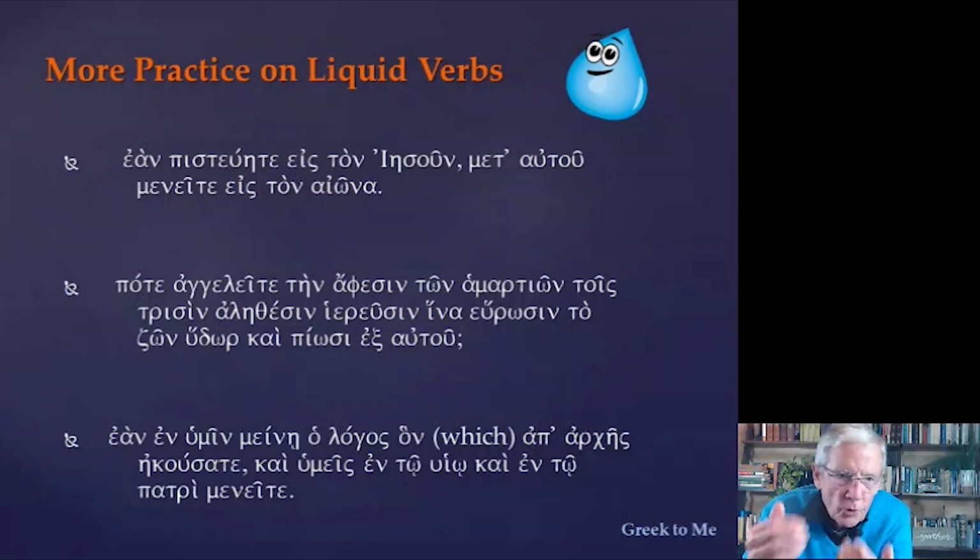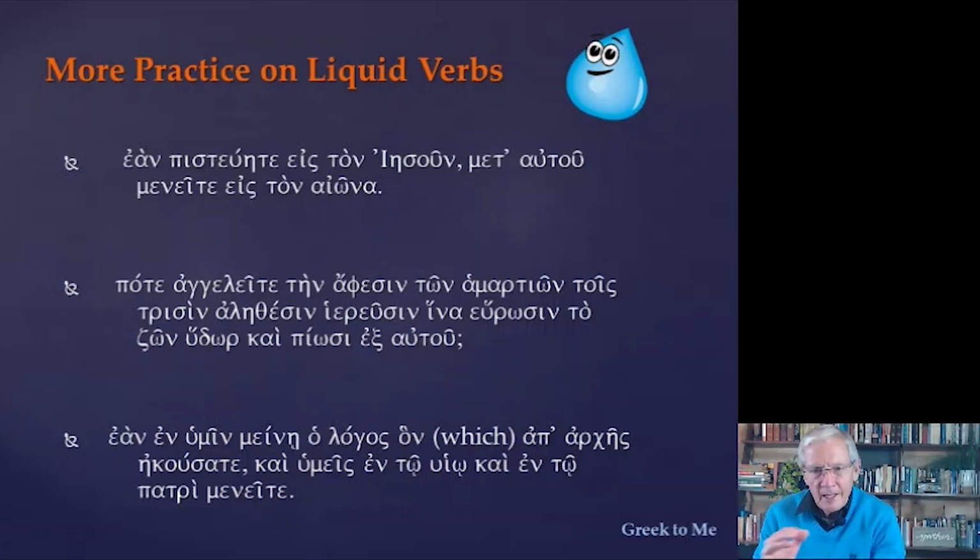So if the word should remain in you, meine is an aorist, active, subjunctive, third person singular, which you heard from the beginning. Even you in the Son and in the Father, meneite, future, active, indicative, second person plural. You will remain. So thanks, and we're well on our way.